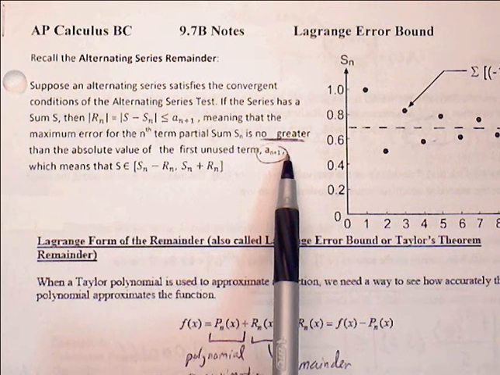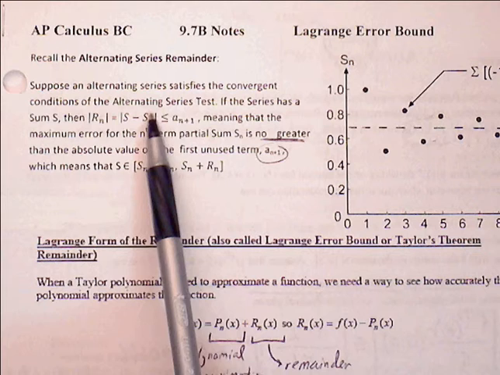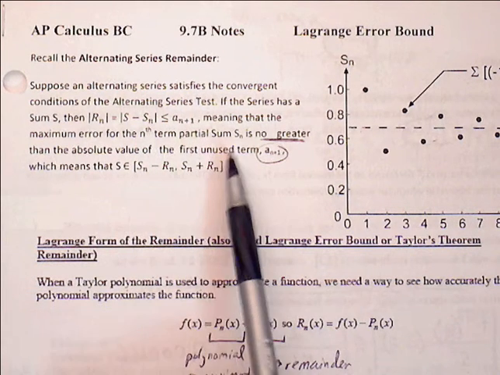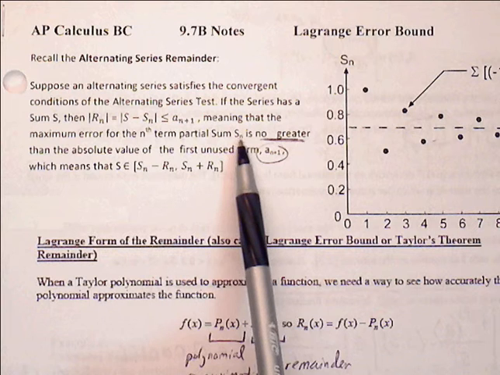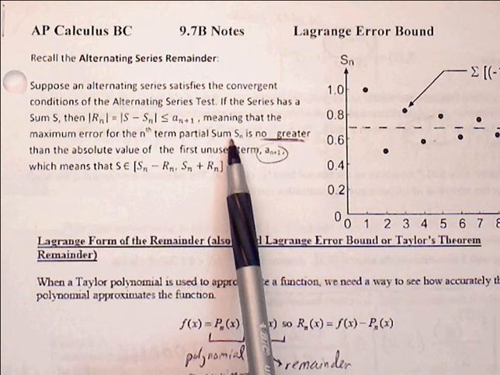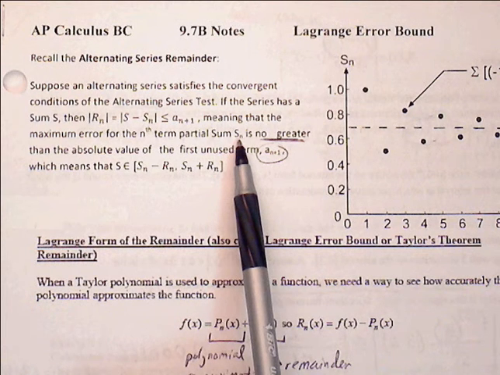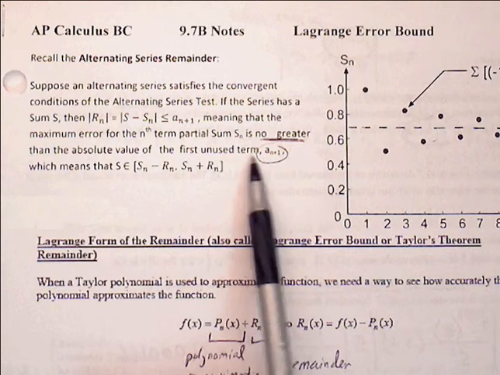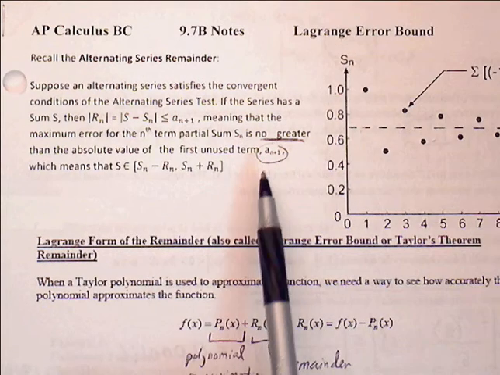So what we found with alternating series, as long as that series is converging, is that whatever partial sum, let's say s sub 5, the maximum error for that polynomial is no greater than the sixth term, the first unused term.